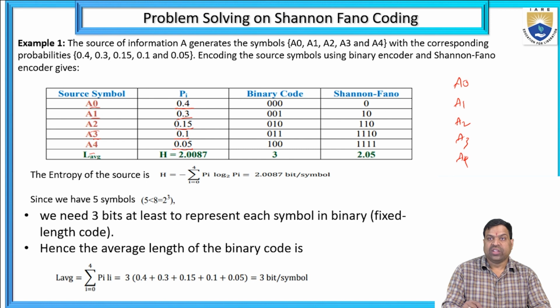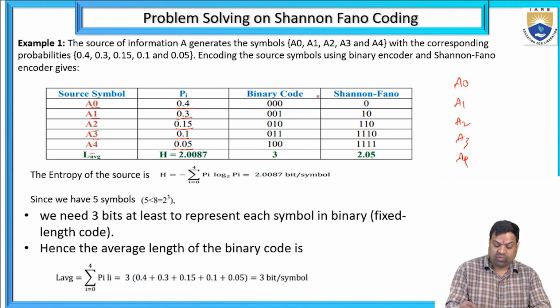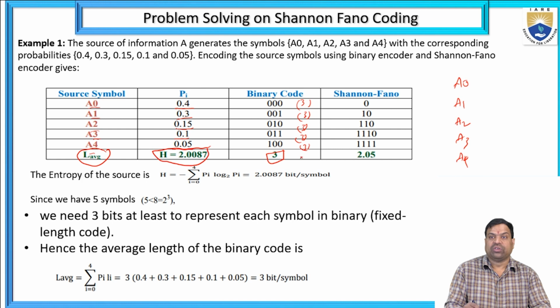Encoding the source symbols using a binary encoder and Shannon-Fano encoding gives the following. These are the probability values. The binary code word length here is 3, and here also the length is 3. So it is a binary code of length 3. Here the average length L is 2.0087. So the symbol probabilities, the average and the binary code length give the Shannon-Fano values. How we get these values, we will discuss now.